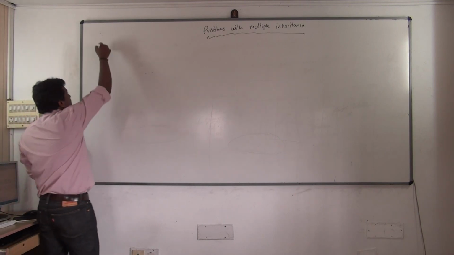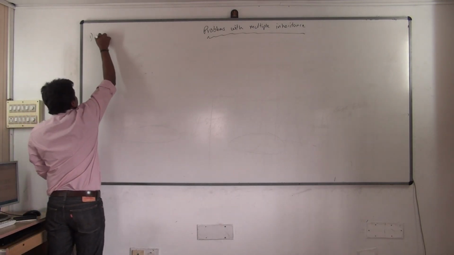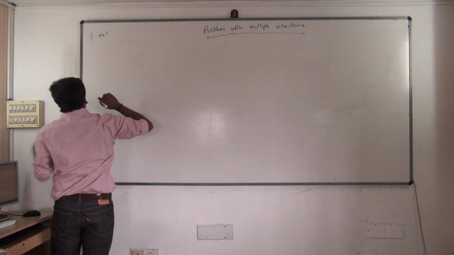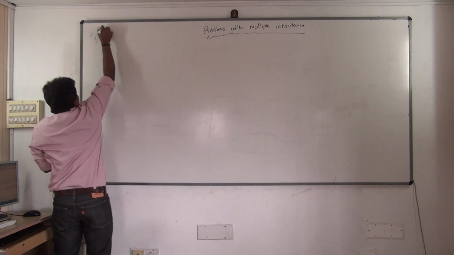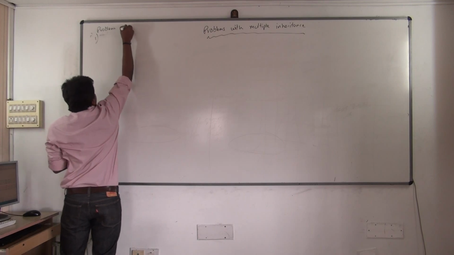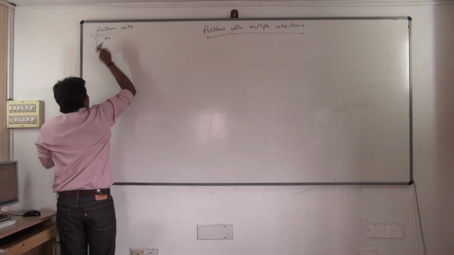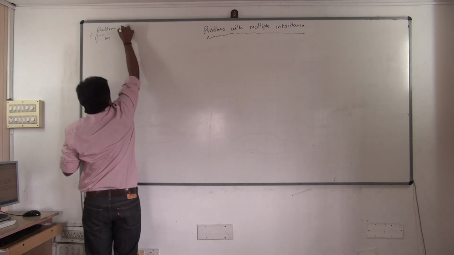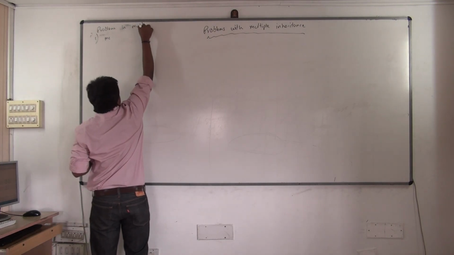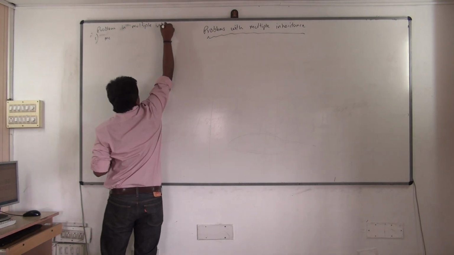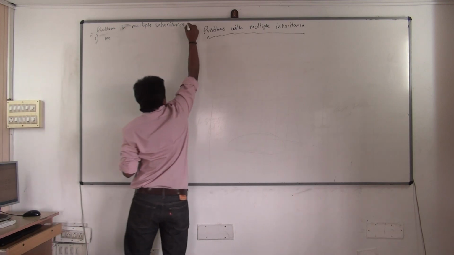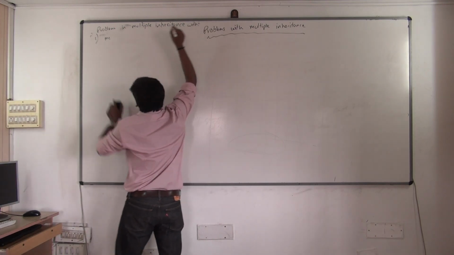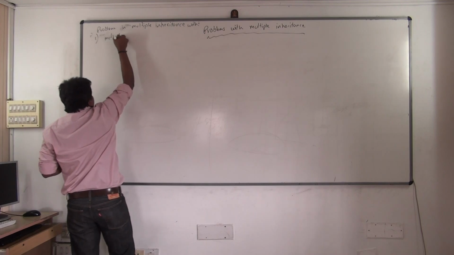Now again we'll go with one more example. See, first I'll show you the problem with methods. The first problem I'll be going with is problems with methods in multiple inheritance. First one with methods. First I'll go with method.